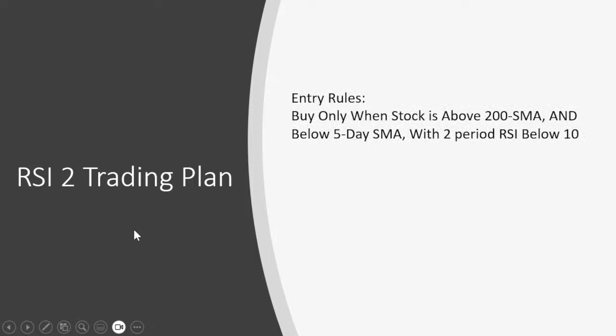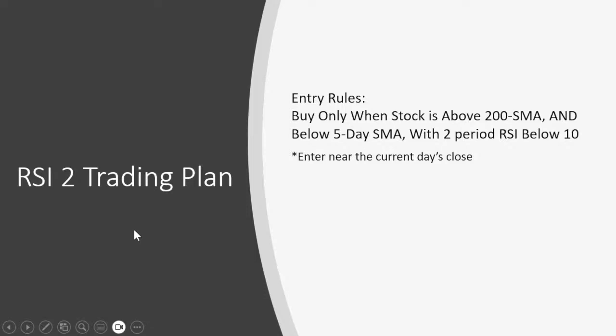Here are the entry rules. You buy only when the stock is above the 200-day moving average, but below the 5-day simple moving average, with the 2-period RSI below 10. And you buy near the close of that day. A little different than what we're used to, right?